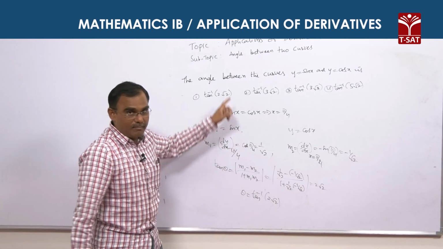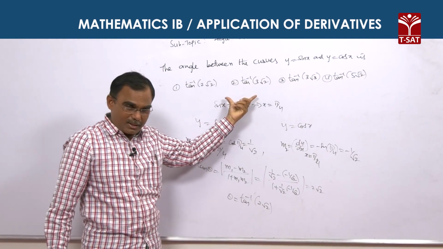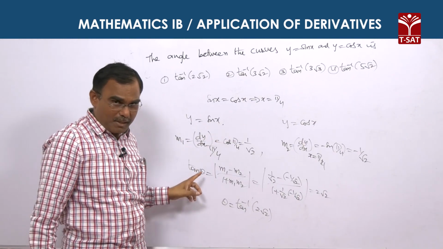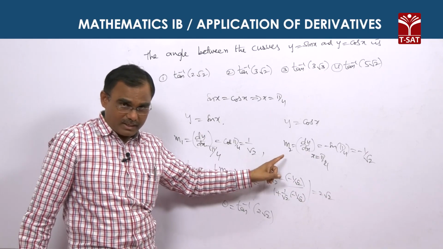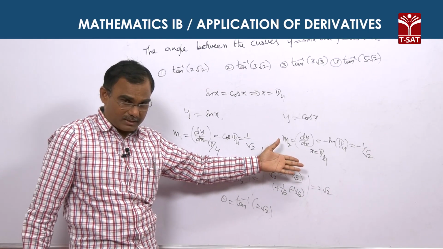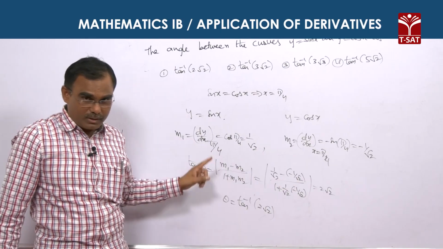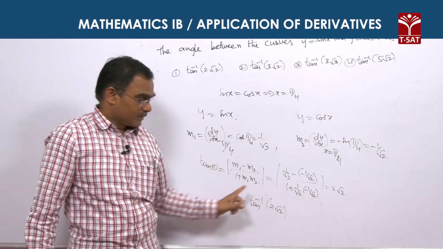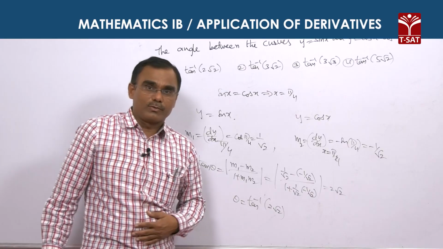So therefore, given two curves are there. First find the intersecting point x equal to pi by 4, the slope of the first curve m1, the slope of the tangent to the second curve m2. Theta is the angle, then substitute in the tan theta formula, theta is equal to tan inverse 2 root 2, right.